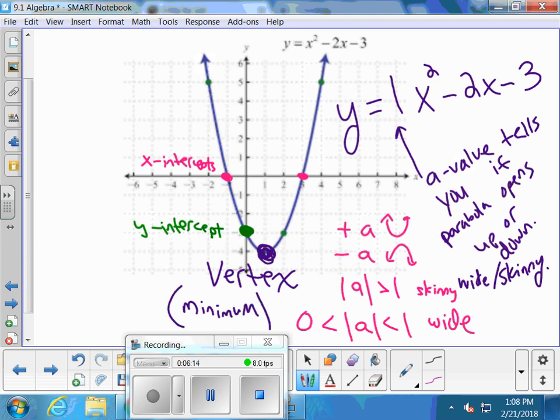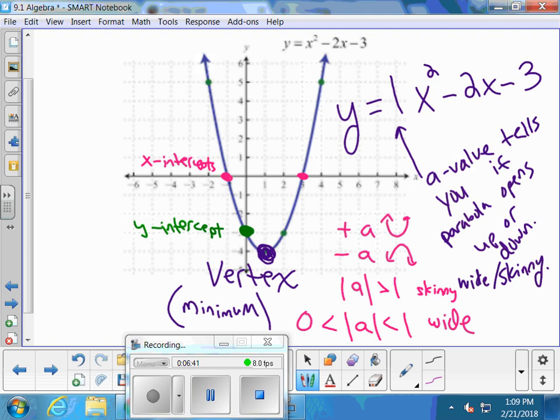Now that would be the opposite. If it had been opening down, it would be a maximum point. And I think the only other thing I need to tell you about parabolas is lines of symmetry. Remember symmetry from when you were a little kid? You would draw a butterfly, and you're like, here's my butterfly. And then you'd fold it in half, and the wings on either side would line up, right?